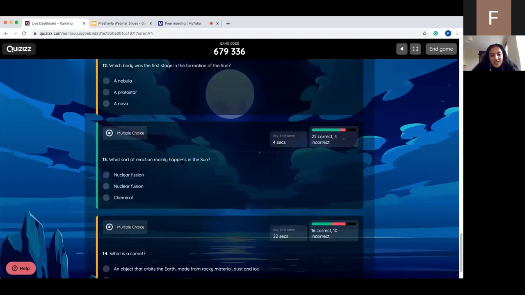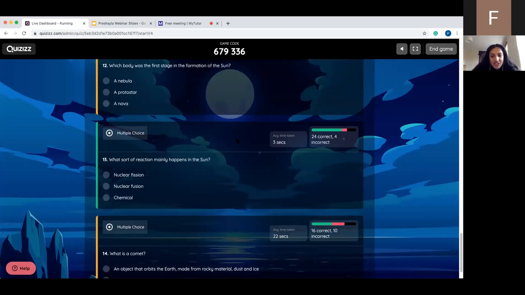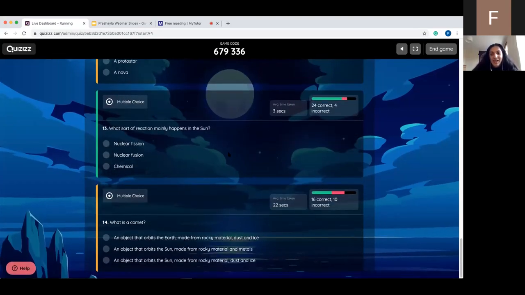What sort of reaction mainly happens in the sun? That's nuclear fusion. So the sun is constantly fusing hydrogen to create helium. Lots of you got that correct, which is really good because that is a little bit more complicated. And lastly, what is a comet? This one is a little bit more confusing because all the answers are quite similar. So yes, they are rocky material, dust and ice, but they orbit the sun and not the Earth.